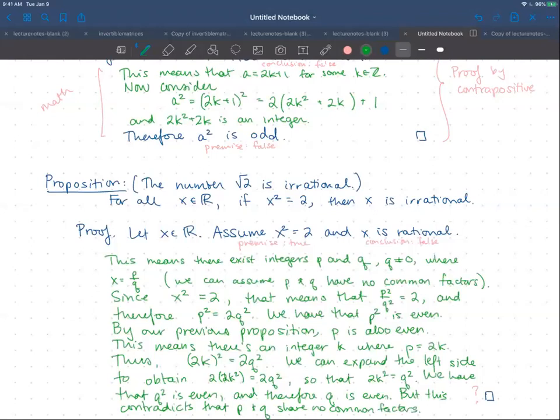And that's it. That's our contradiction. So therefore, the square root of 2 is irrational. Didn't do such a great job on the paper usage there, but that's how proof by contradiction goes.